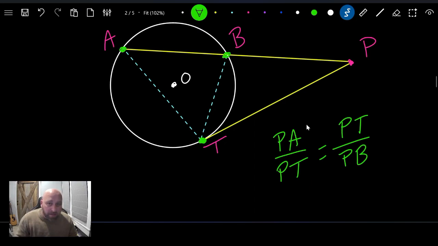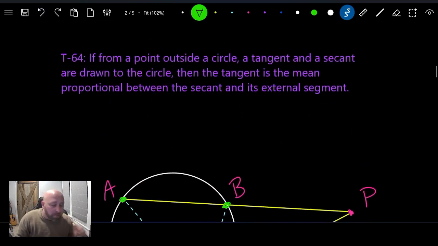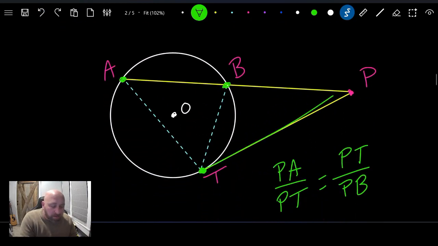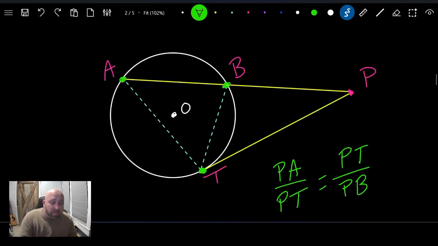So what they're saying is, when you have a secant and a tangent from the same point P, outside of the circle, the secant comes through from P to A, and the tangent comes through from P to T. Then the tangent is the mean proportional. In other words, this piece of line right here, PT, is the mean proportional between the secant and its external segment. So what's the secant? This whole line right here is the secant.